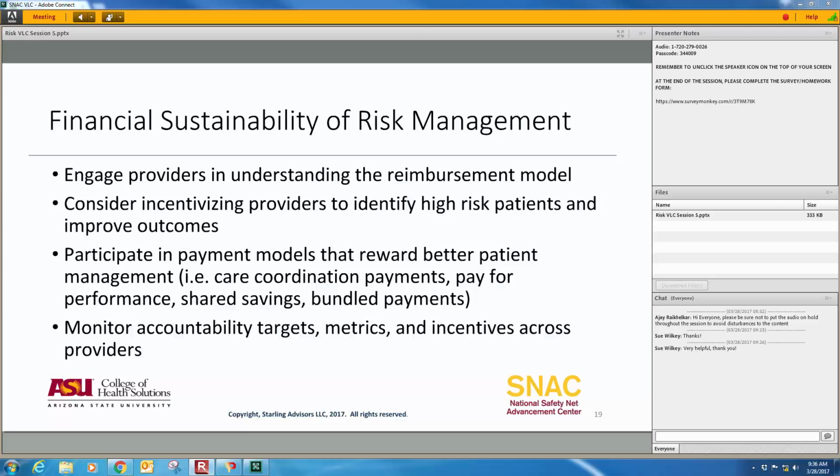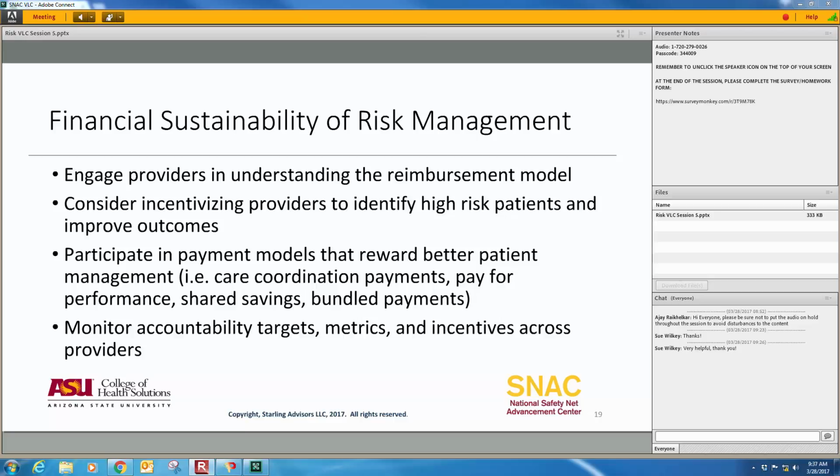In many cases, what we see also are organizations that are looking for ways to incentivize providers to do this and do this well with high-risk patients. And so we're starting to see variable compensation programs that are looking at not only compensating providers differently, but the whole care team if those health outcomes are being effectively met.